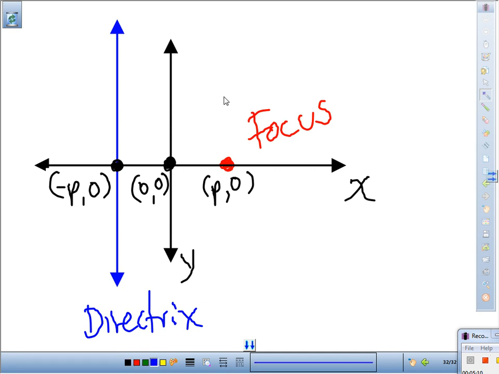Next, I'm going to place a point somewhere right there. I'm going to label it (x, y). And what do we know? We know that this distance is the same as this distance, so there should be a point here on the directrix. So what shall we label this distance right here? D sub 1, that is correct.